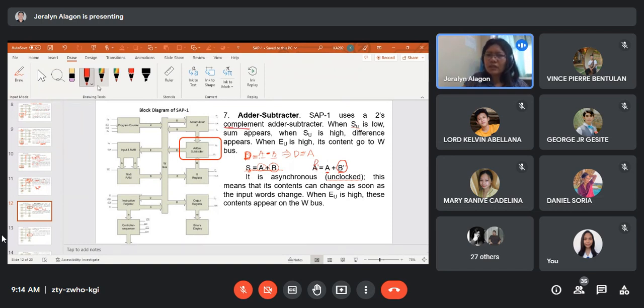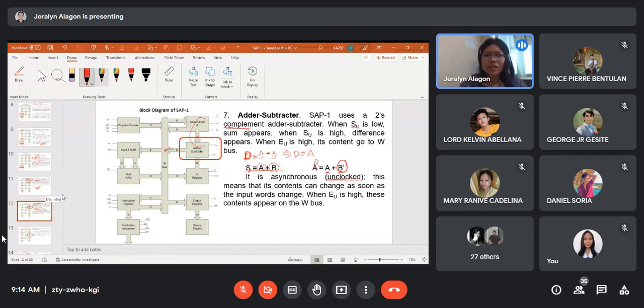This is unclocked, meaning the operation of adding or subtracting is unclocked. It depends only on the flow of its operation here. Okay? And this means that the contents can change as soon as the input words change. Where do the input words come from? The accumulator or whatever. When EU is high, these contents appear on the W bus, so it is fed to the W bus for access by the rest of the computer parts. Understood? I hope you understood.